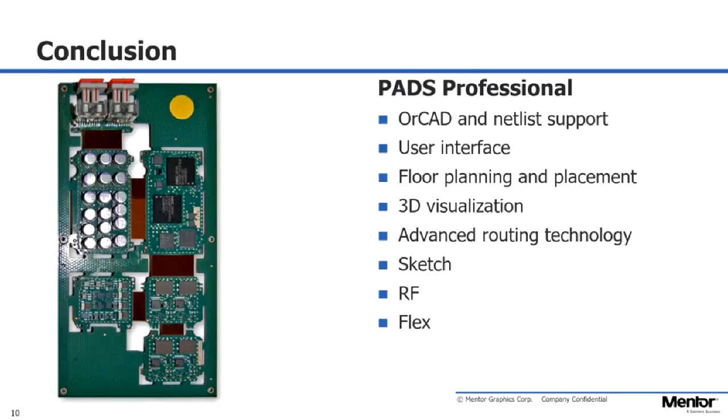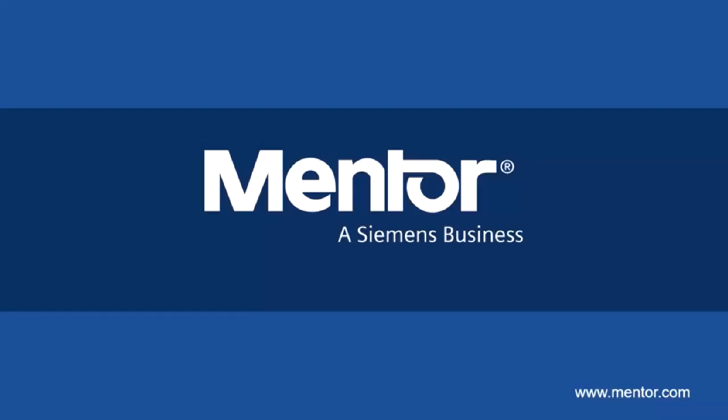The auto-active routing algorithms of PADS Professional will aid in faster completion times with less rework due to jogs and meanders. The RF license will aid in streamlining your simulation and design flow with Agilent ADS. And lastly, use the Flex license to manage, view, and verify complex bending and assembly interactions.